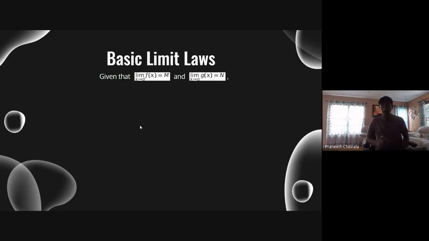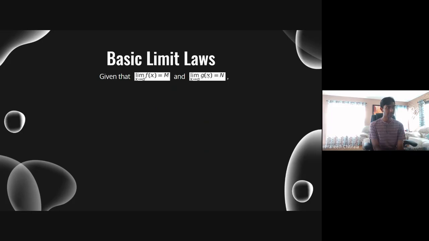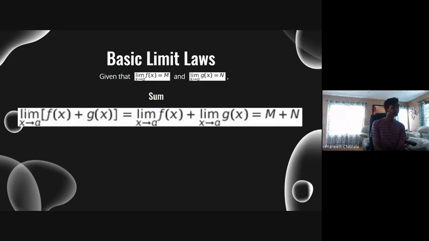So first we'll go over basic limit laws. If the limit as x approaches a of f of x equals m, and the limit as x approaches a of g of x equals n, then if you have the limit as x approaches a of f of x plus g of x, you could just separate the limits themselves. So you separate the limits out, and that just equals m plus n.